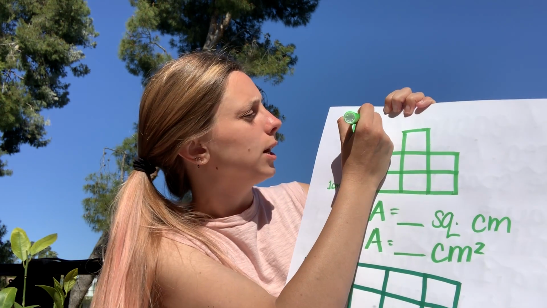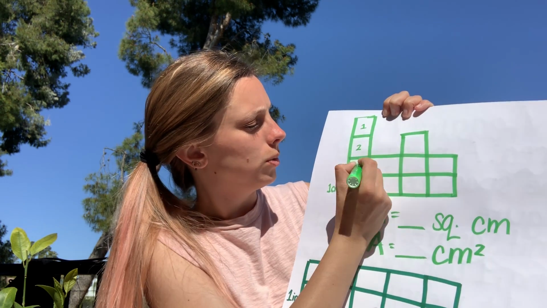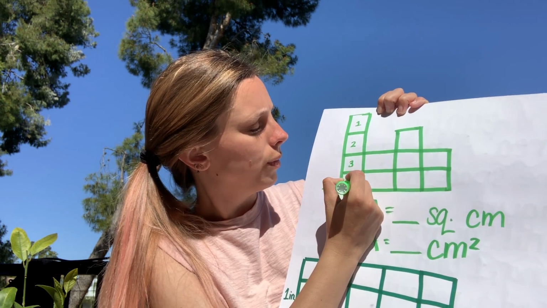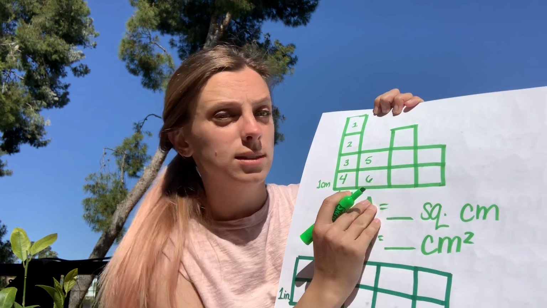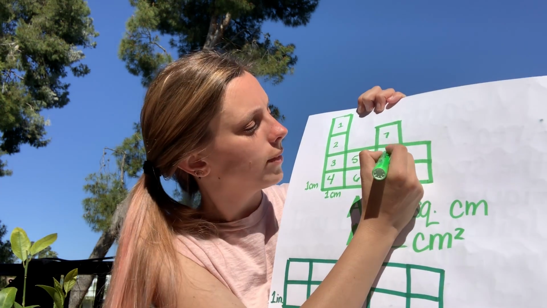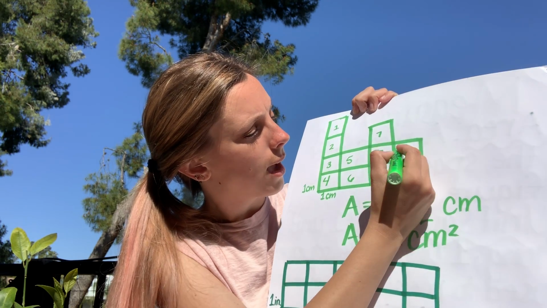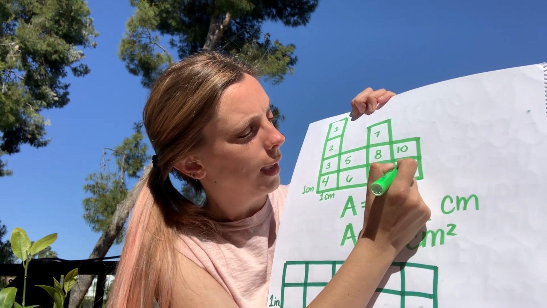So I'm just gonna start here with 1, 2, 3, 4, and then I'm gonna go to the next column, 5, 6, next column, 7, 8, 9, 10, and 11.